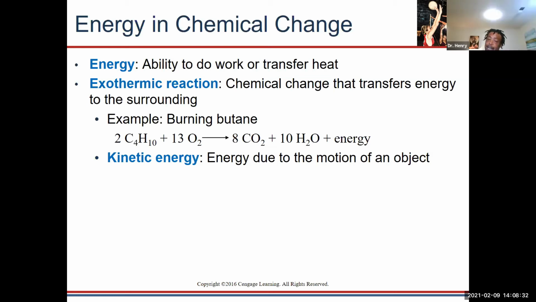Okay, so when you feel heat being released, you feel things burning, right? So that means that energy is being transferred. It's being released from that chemical reaction. Okay, so that's going to be exothermic. Okay, so kinetic energy is basically the energy due to motion, right? So if I throw a ball at you real slow, does it hurt?